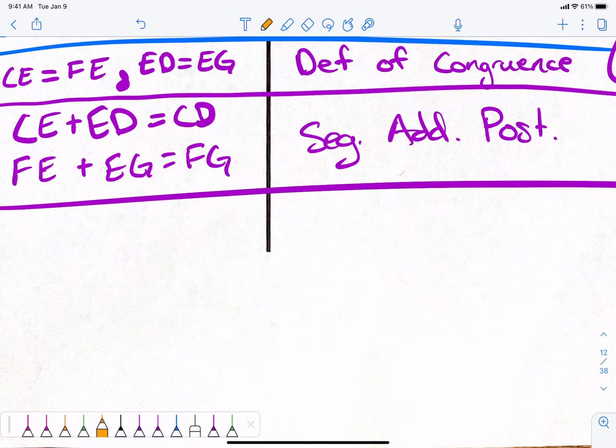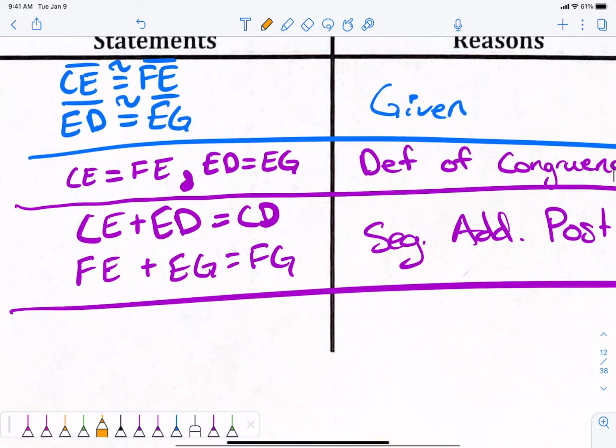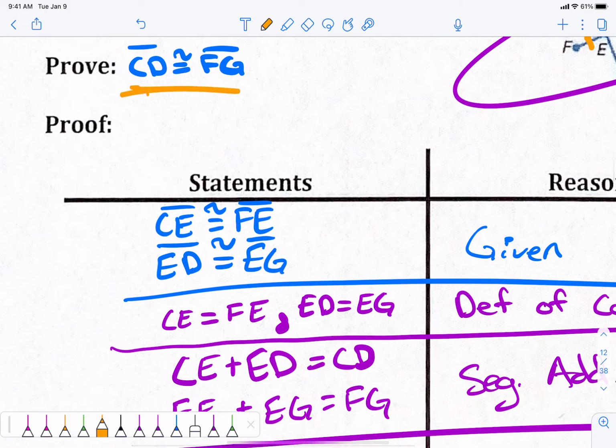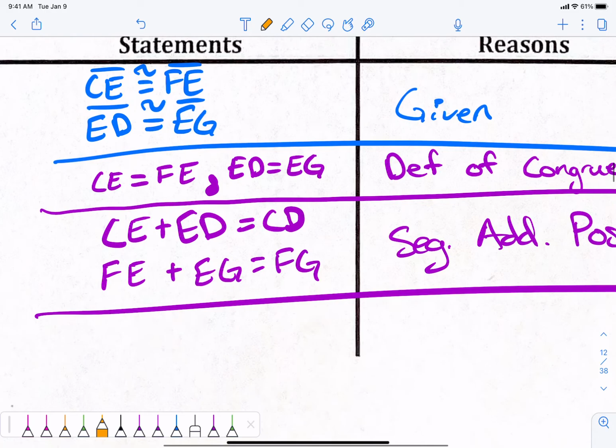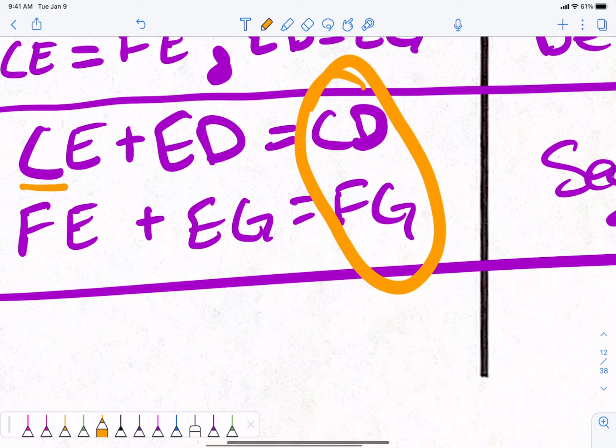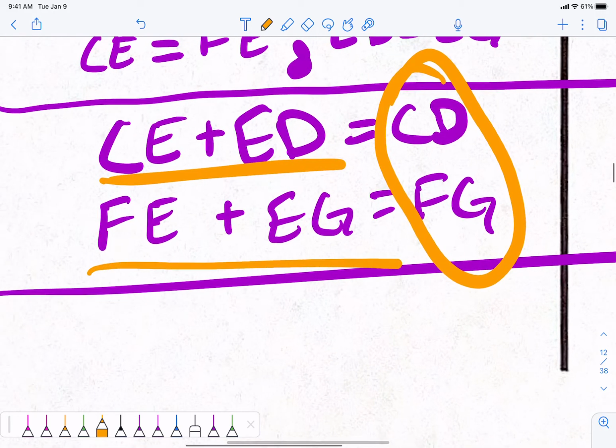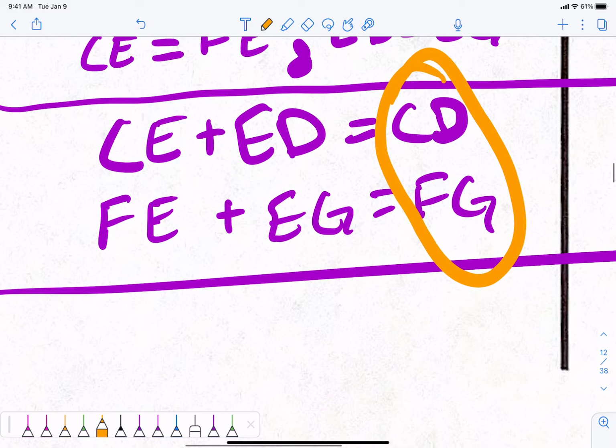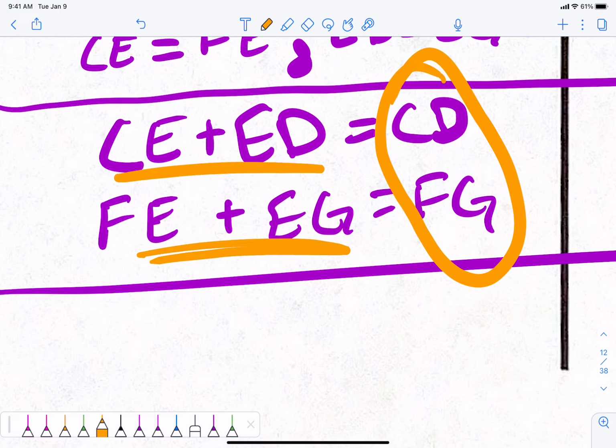Okay. Are you ready? We're clear so far. We know what's going on. Okay. We are trying to get to CD and FG being the same, right? CD and FG are right here. Okay. So I have that CD equals this stuff and FG equals this stuff. And if I'm trying to prove that these two things are the same, I'm trying to make these two look the same. They are the same, right?